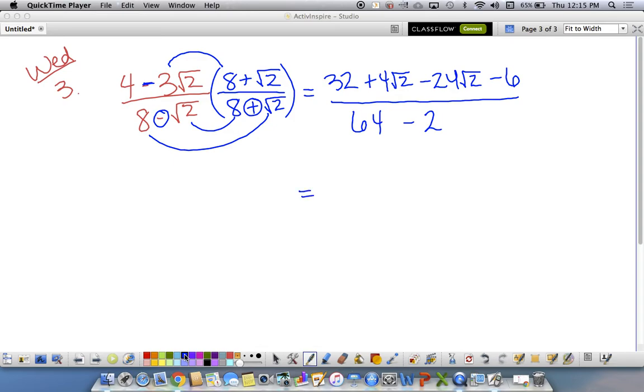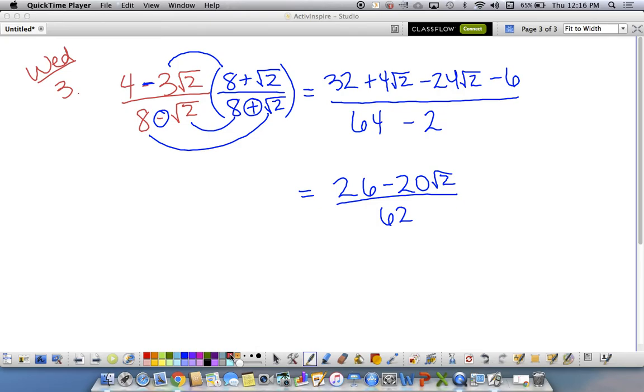Now, let's go ahead and combine. 32 minus 6, I think is 24. No, it's 26. Sorry. 26, and then a positive 4 root 2 minus 24 root 2 should be negative 20 root 2 divided by 62. Now, some of you stopped right there, and I'm okay with that. Not going to be too much worried about it.